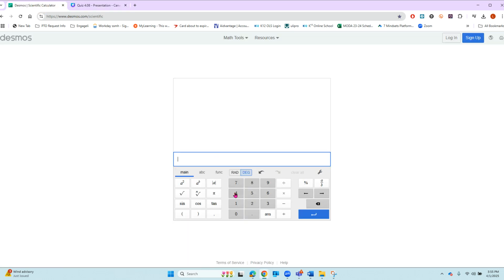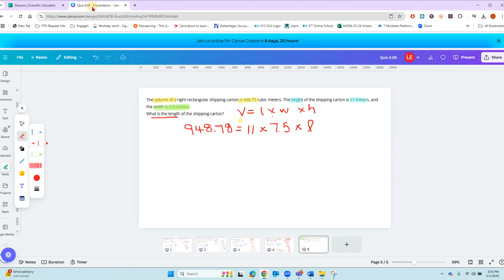So I'm going to go over here and multiply 11 times 7.5, and I'm going to get 82.5. So that's my coefficient. It's been a little while since you've heard that term. And then we have our L. Make that look as much like an L as I can. And then I'm going to bring down the rest of the equation. 948.75. I was looking at that, so this right here should be a 5 and not an 8.